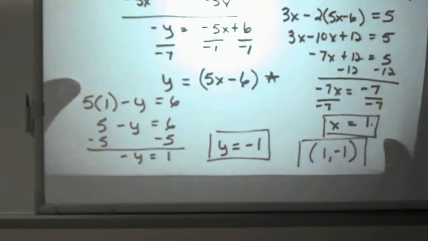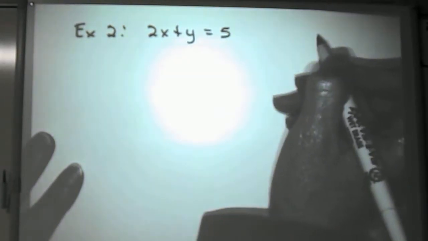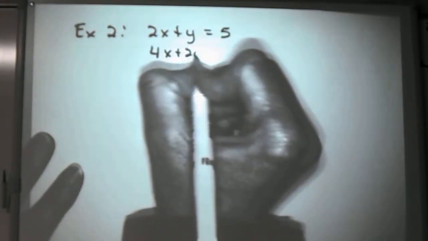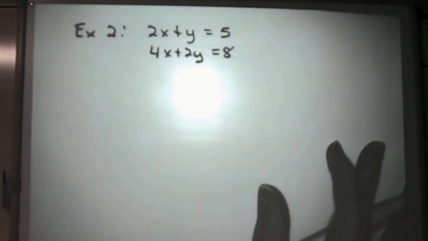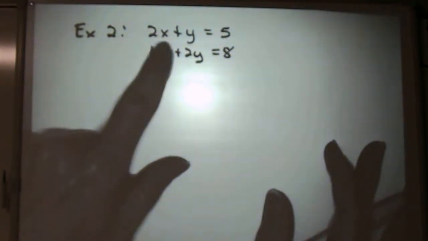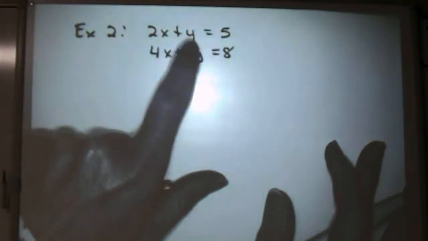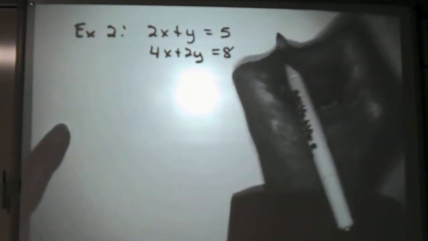All right, ready for example 2? Let's do one more. We've got 2x plus y equals 5. And 4x plus 2y equals 8. Okay, we're going to solve which equation looks like the more ideal one. Number 1. The top one. Very good, Johanna. Yeah, we've got a y without a coefficient. So it'll be the first one that we solve for y.